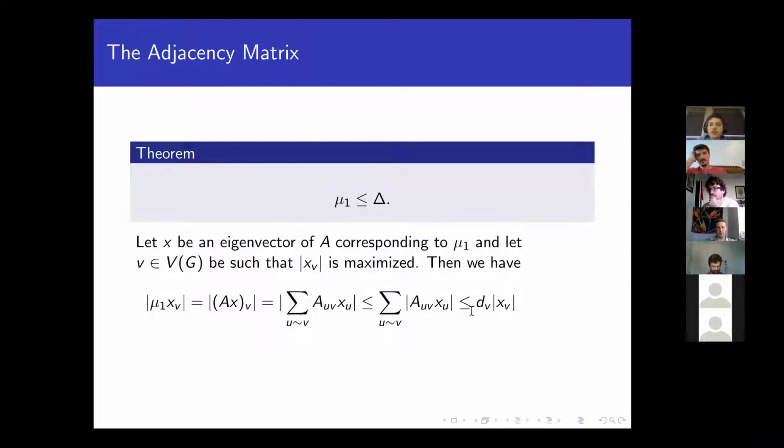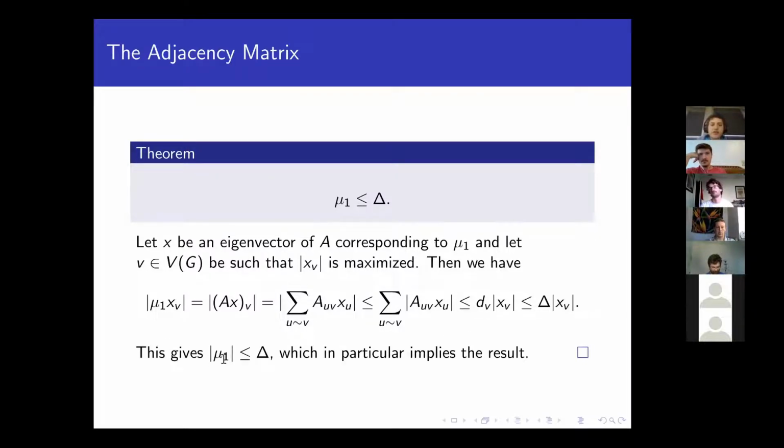And the number of terms here is exactly the degree of the vertex v. Now the degree of v is at most the maximum degree. So we get this thing here is at most this thing here. And that just says that the absolute value of this largest eigenvalue is at most the maximum degree, which implies this result. Any questions about this proof or anything else?